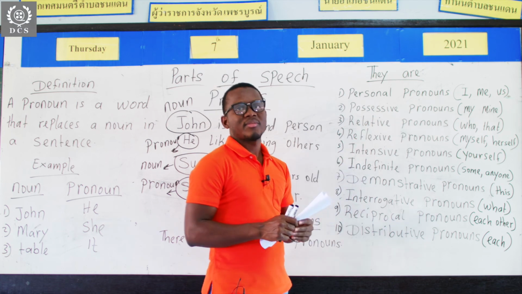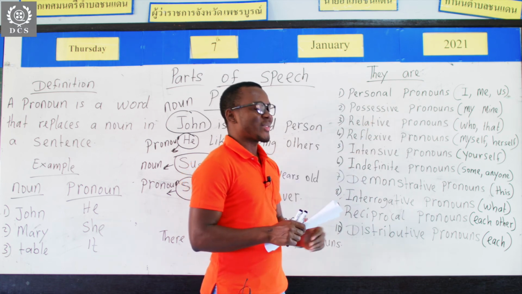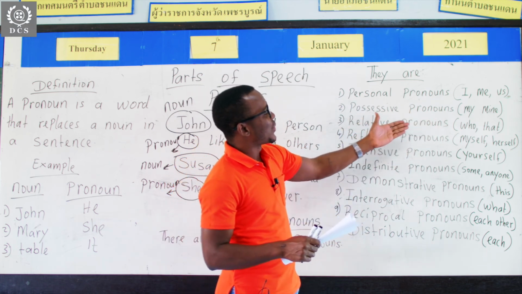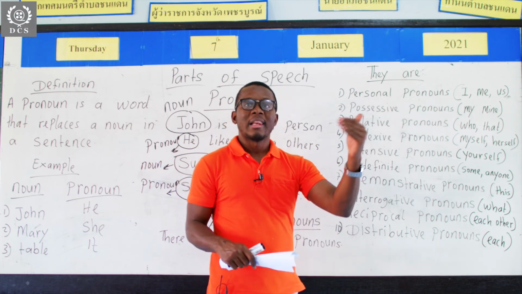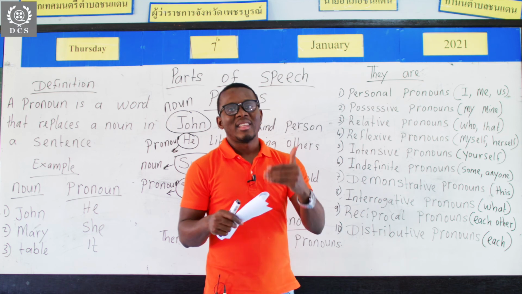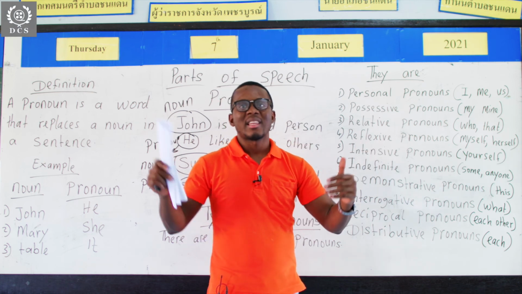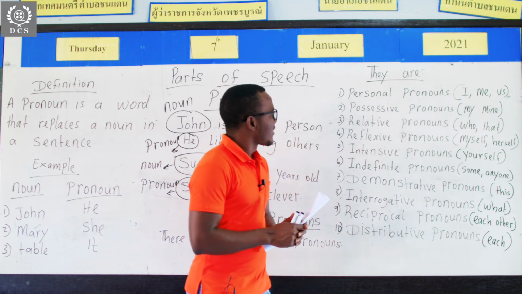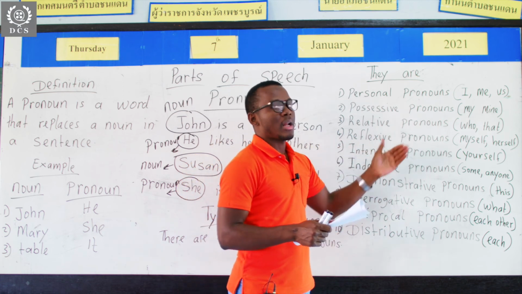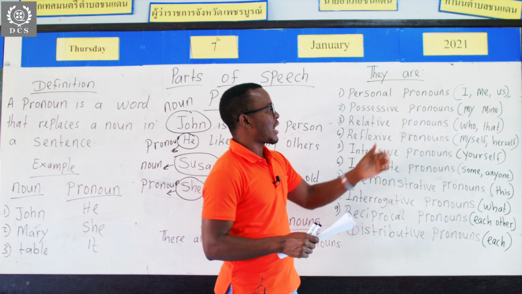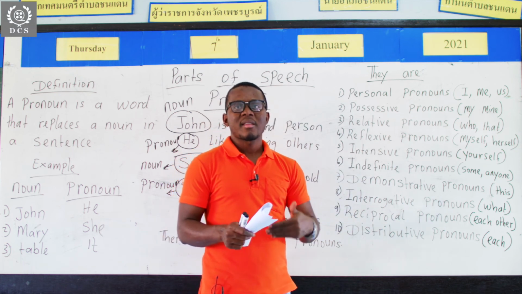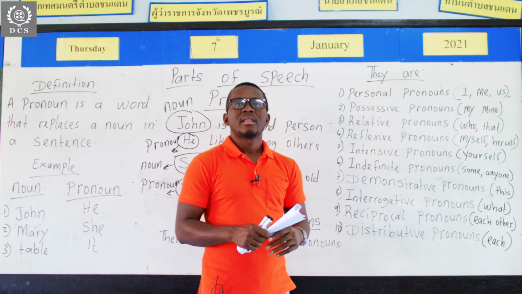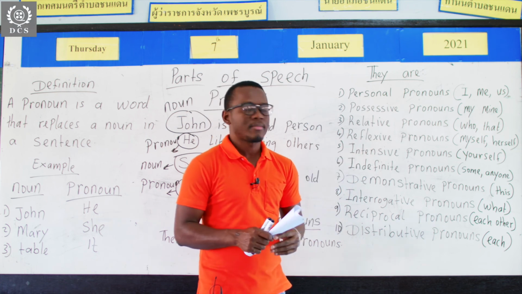Relative pronouns. Who, that. For example, this is the boy who lives in that building. So that's an example of our relative pronouns. Next one is reflexive pronouns. I beat myself. That is our reflexive pronouns.